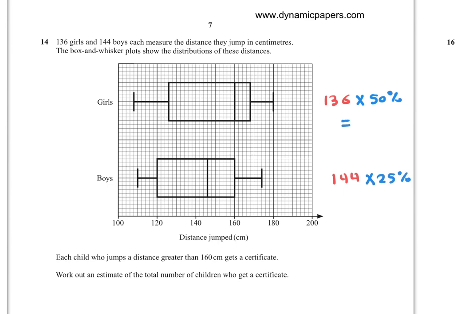136 times 50%, 68. 144 times 25% equals 36. So we need to add them, 68 plus 36 equals 104.